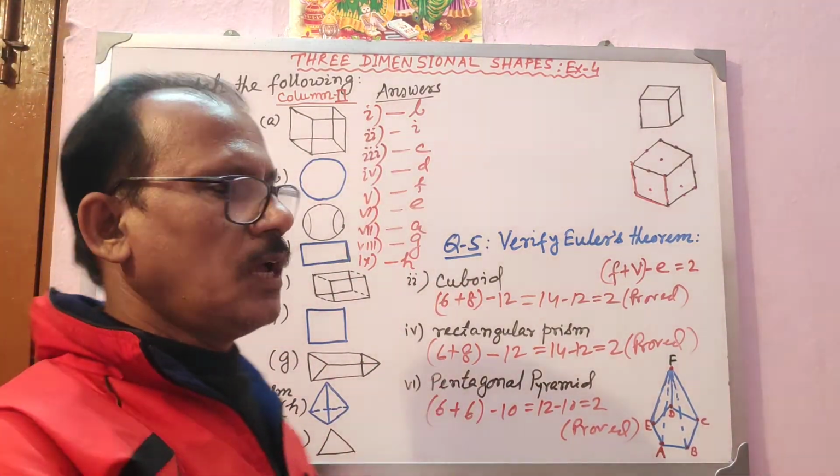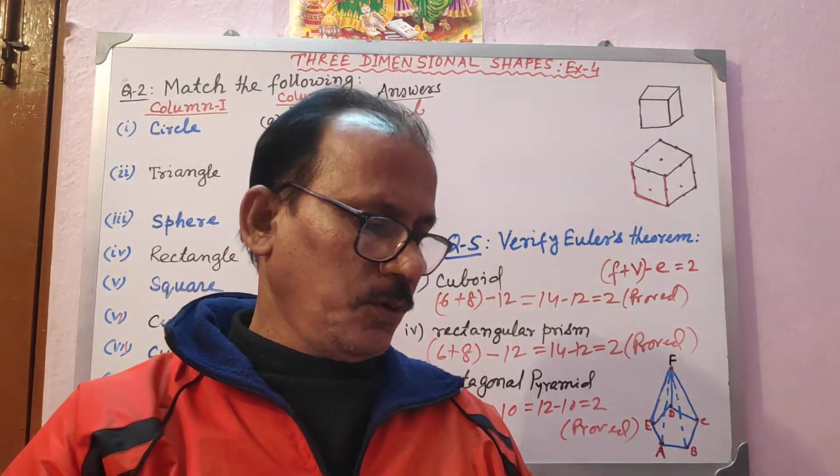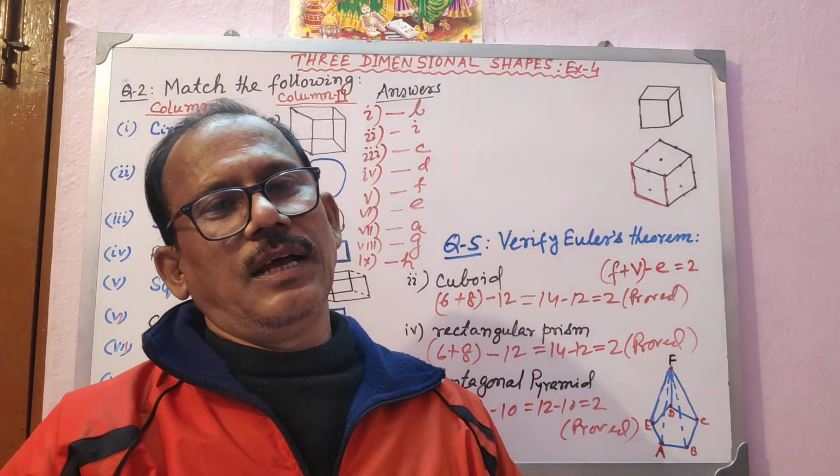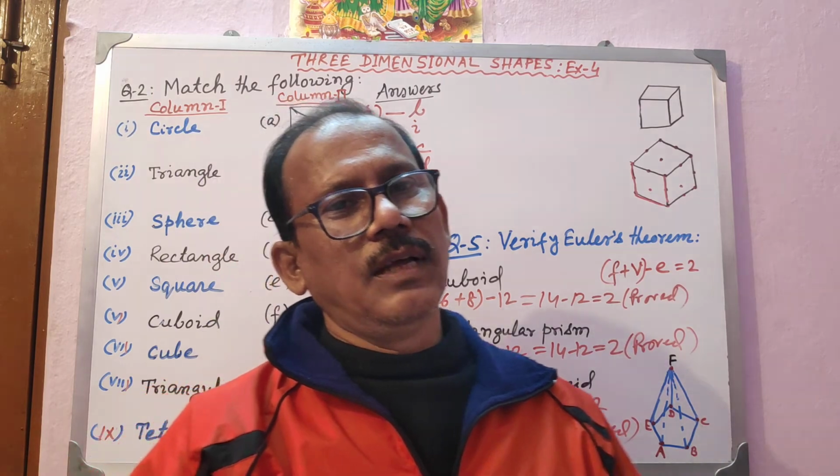So this way you can prove all the Euler's theorem. Now we are left with drawing of isometric blocks. It is very simple. You just see the example given to you. You will be able to solve. Doubt if any, talk to me.